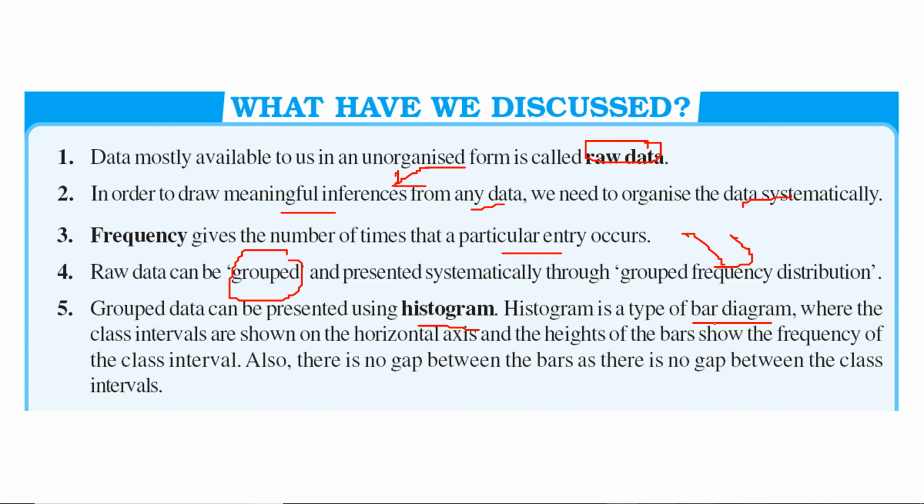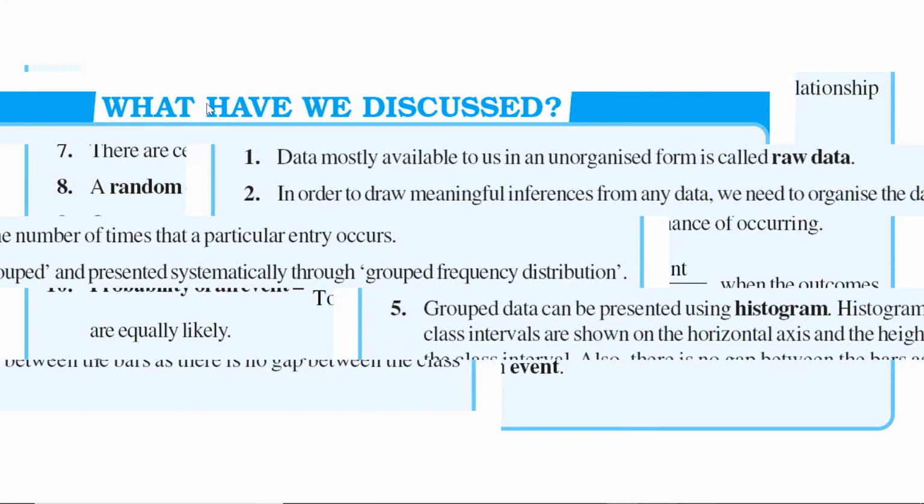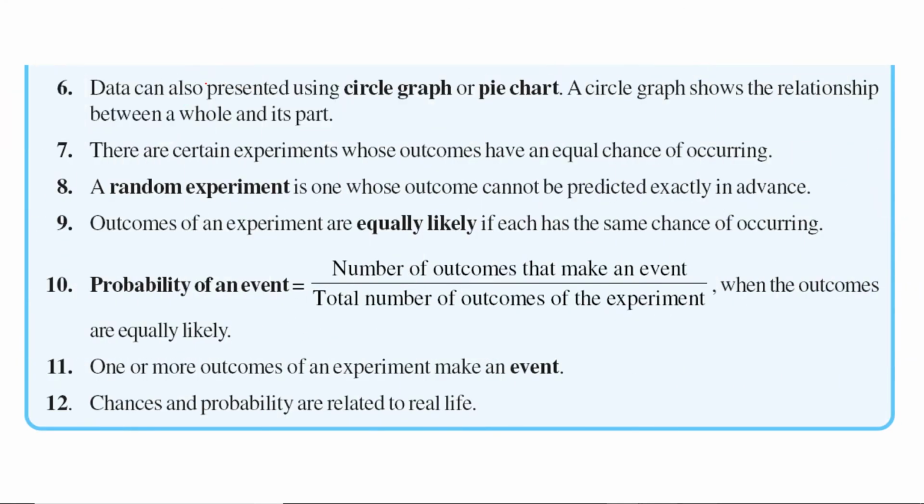A histogram is a type of bar diagram where we have class intervals on the horizontal axis. The height of the bar shows the frequency of the class interval, and there is no gap between the bars, as there is no gap between the class intervals. Then data can also be represented using a circle graph or a pie chart. The circle graph shows the relationship between a whole and a part. There are various experiments whose outcomes have equal chance of occurring, like the throwing of a die or tossing a coin.